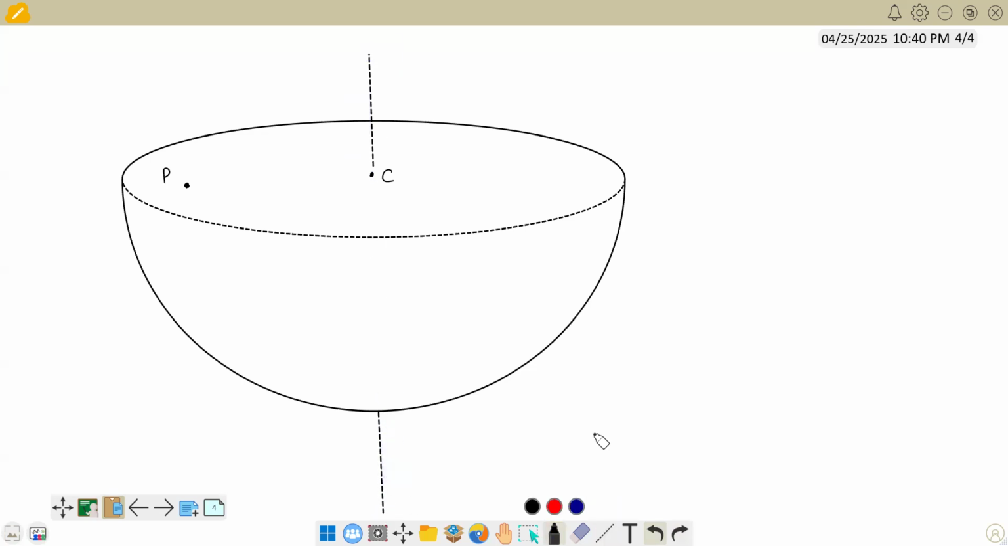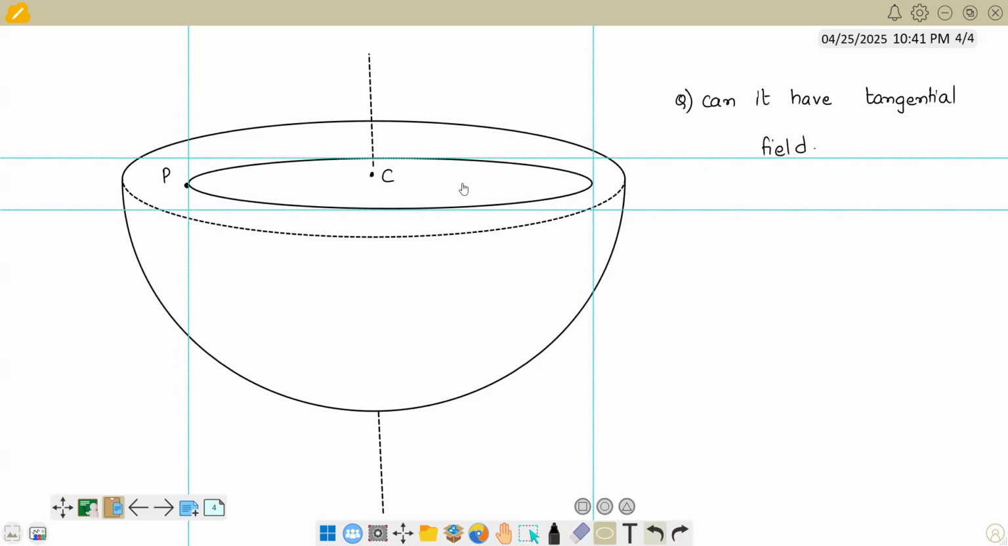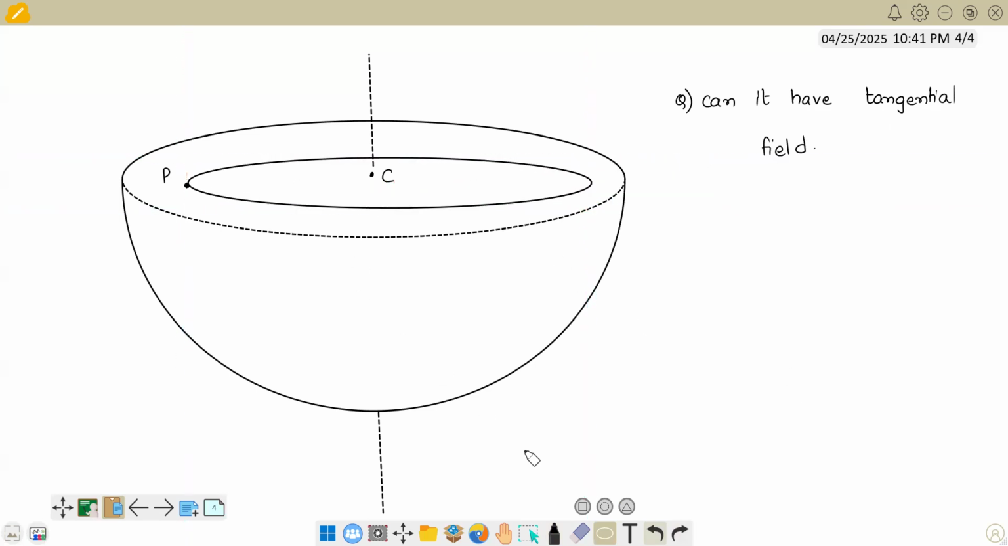Now, the first thing we have to conclude is what will be the direction of the field? The first question I will answer is, can it have a tangential field? What do you mean by this tangential field? Can this point P have a component along, I will draw an imaginary circle on this so that you understand it easily. So I'll draw an imaginary circle on top of this circle. So this is another imaginary circle. Since it is an imaginary circle, I'll draw it with a different color.